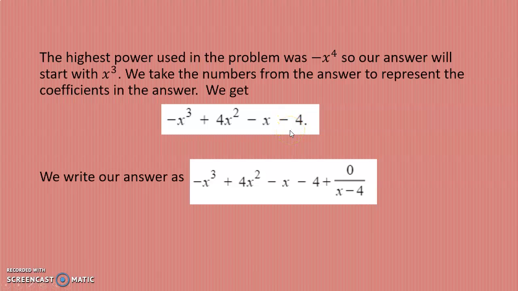Our instructions have us to write our answer including our remainder, so our final answer would be negative x to the third power plus 4x squared minus x minus 4 plus 0, which was our remainder, over our divisor, which is x minus 4.